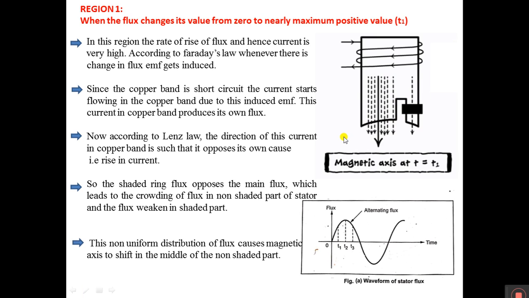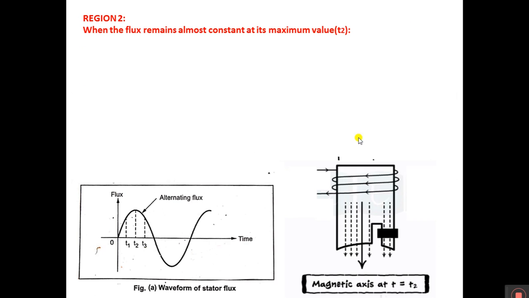So the non-uniform distribution of flux causes the magnetic axis to shift to the middle of the non-shaded portion. This is the center of the axis of rotation. Right? Next one. We are considering the region T2.